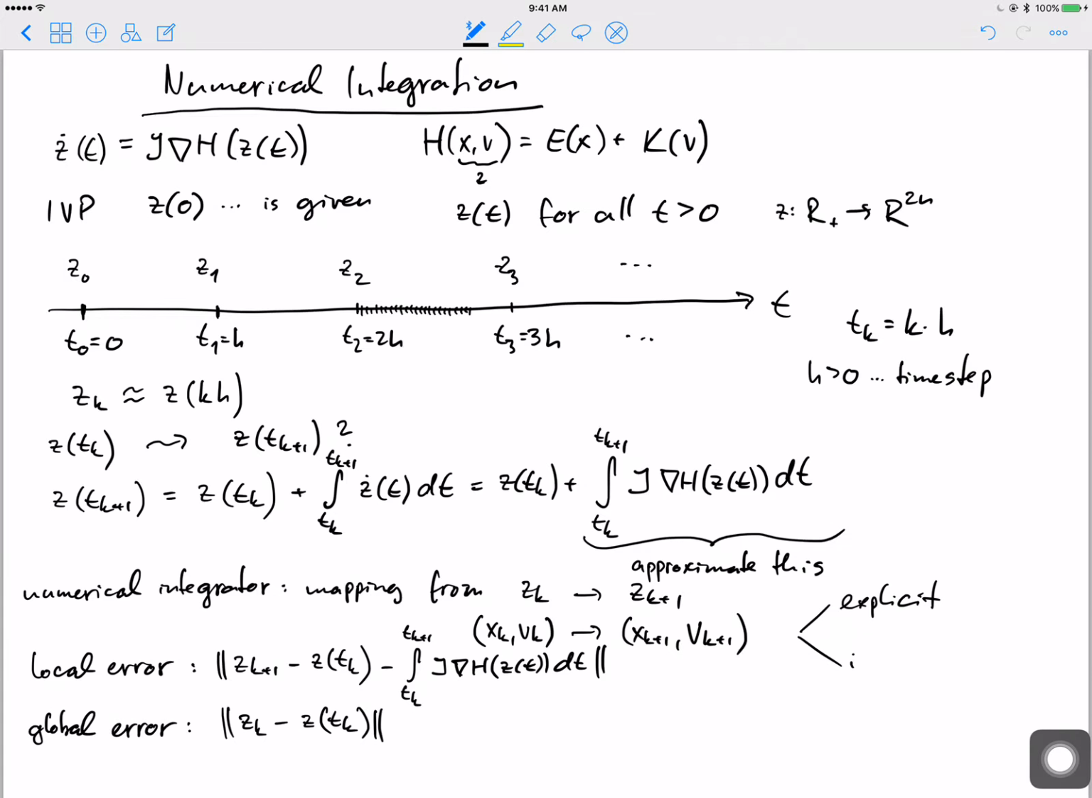Okay, and then there are implicit methods, which you also discussed last week, right? The most well-known is implicit Euler, or backward Euler. And that's a little bit trickier. That means that you are not given closed form formulas, but typically a system of nonlinear equations which you have to solve. So you are no longer given an algorithm, but a problem which you have to solve. And once you have solved it, you obtain the xk plus 1 and vk plus 1.